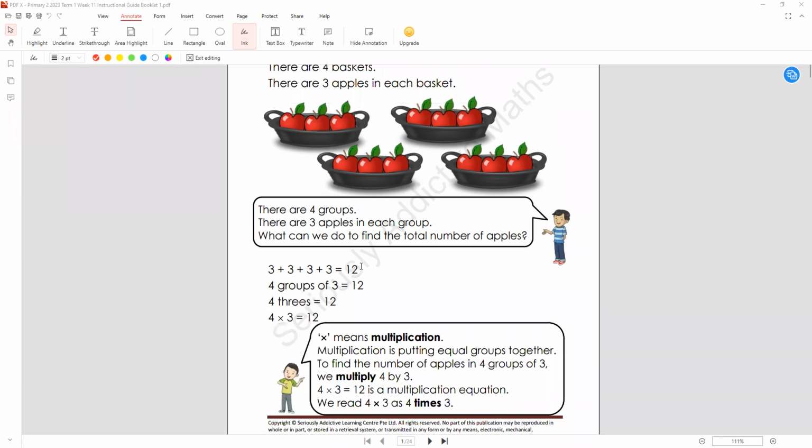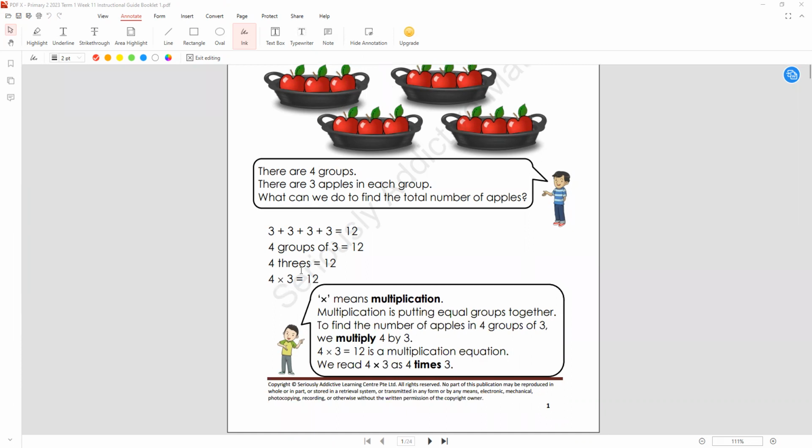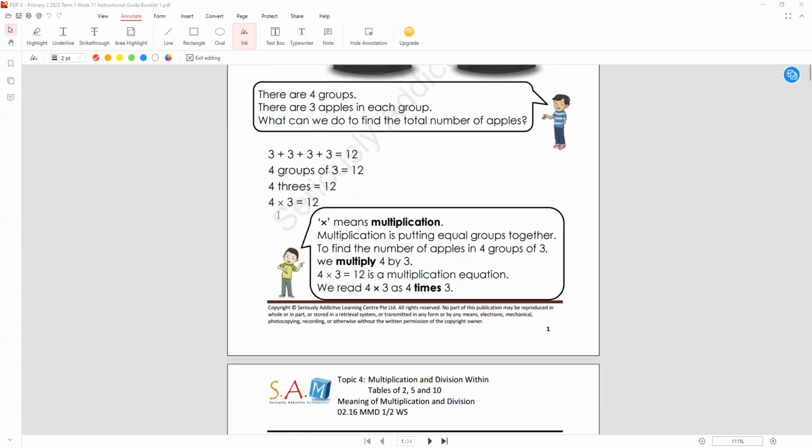The way to expand it: 4 groups of 3 is 3 plus 3 plus 3 plus 3 equals 12. So 4 groups of 3 equals 12, or we can say 4 times 3 equals 12. So basically, times stands for groups of.